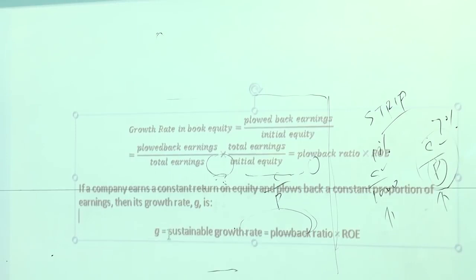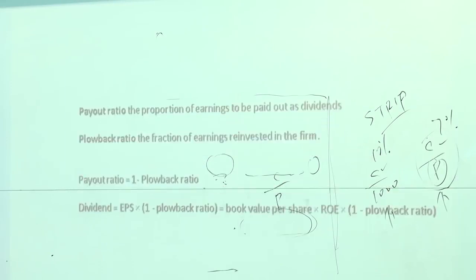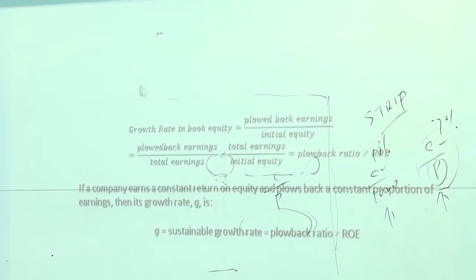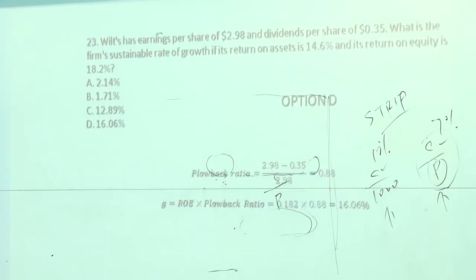Once again, the sustainable growth rate is the growth rate of a dividend. It is the same as the growth rate of the book equity if the company keeps constant ROE and constant plowback ratio. And what is the growth rate of book equity? It is the plowback ratio multiplied by ROE. So that is the growth rate of dividend. I think you need more time to review that, and we went over it too quickly.